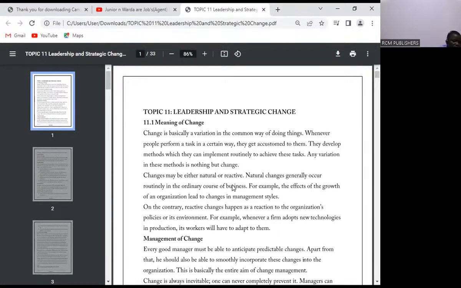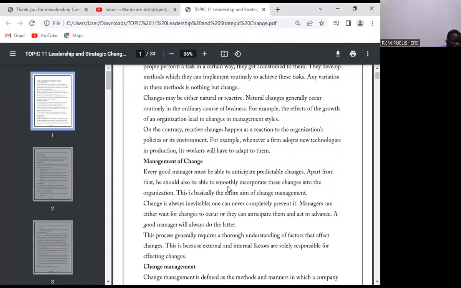So from that introduction, you can see that change is just the alteration of a way of doing things. So what is change? Change is an alteration or modification of a way of doing things. That's how change is defined. The next we have management of change. Every good manager must be able to anticipate predictable changes. Apart from that, he should also be able to smoothly incorporate these changes into the organization. This is basically the entire aim of change management.